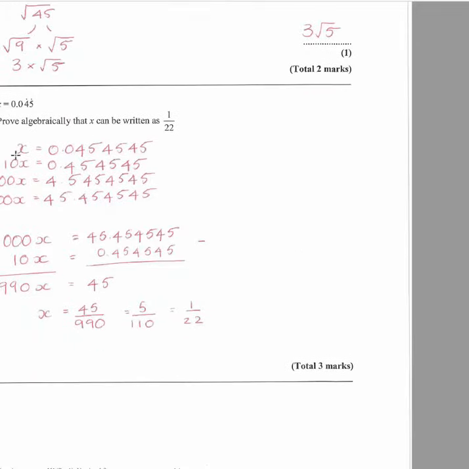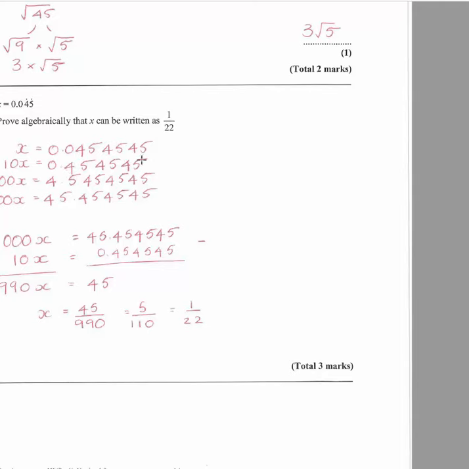Okay, so we've got x is 0.045545. So the first thing is to multiply it by 10 to get 0.454545. Now, if we multiply that by 100 on top of that, or by 1,000, we get 45.454545. Let me just pause for one more time. Here's my original decimal, and I'm going to multiply it by 10, and it gets me that. And that's a decimal that's going to repeat 4545 forever.